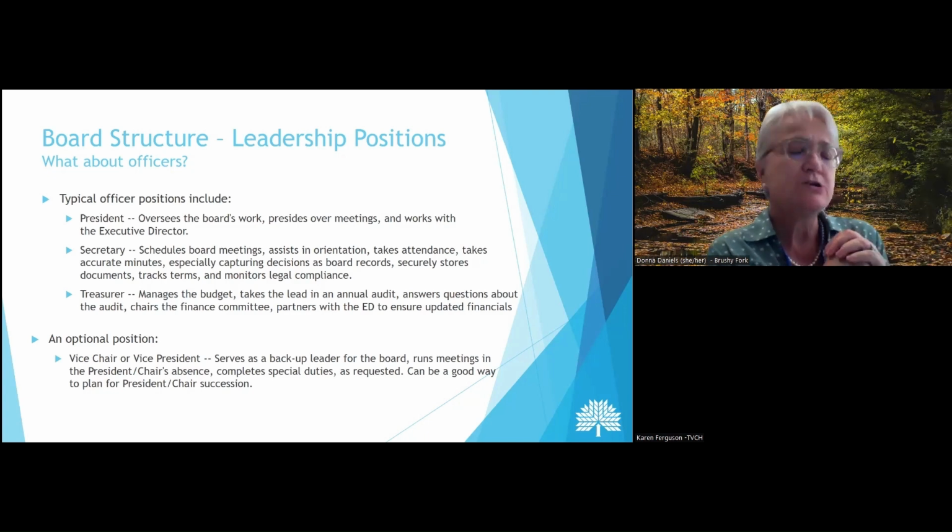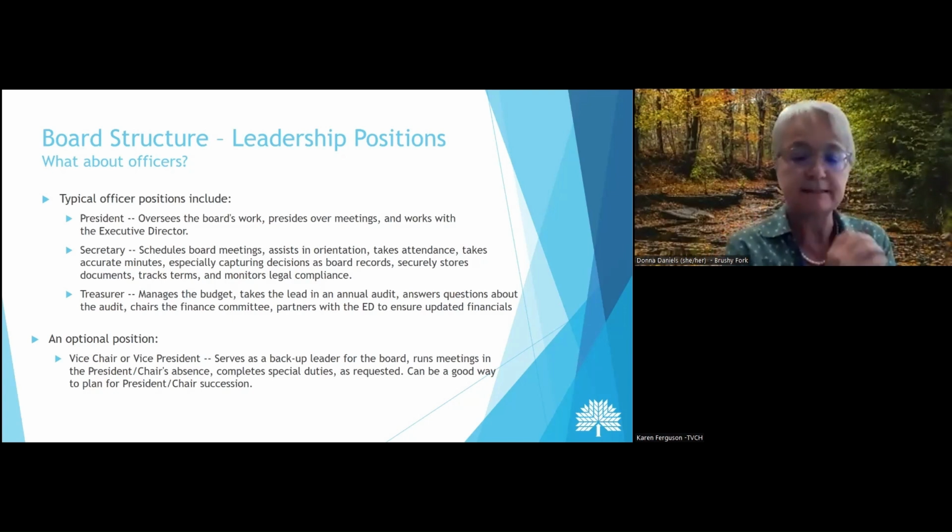An optional position that you could have with your board, that you might keep as a standing position like this, is the vice chair or vice president. We're going to talk a little bit about succession planning for boards and for organizations, but if you have a vice chair or a vice president, you could be moving that person into the board chairship, holding the skills and the experience that they need. So this person would serve as a backup leader for the board. They could run meetings in the absence of the board chair or the president. And they can complete special duties as requested by the board chair. Again, it can be a good way to plan for succession.